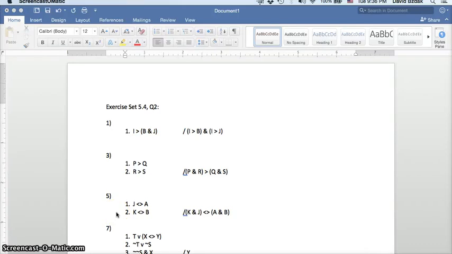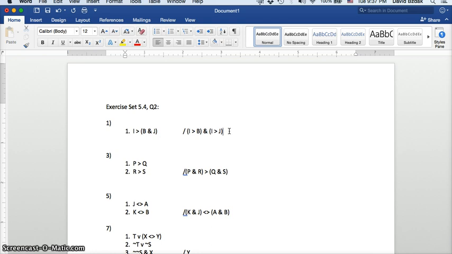Okay, this is exercise set 5.4, question 2. So this is on page 203 of the text. I wanted to do some of these just to give you maybe a better sense of how they work. This one exercises biconditional rules, but also you'll see some of the stuff from conditional introduction that came in section 5.3. Okay, so I'm starting with number 1.